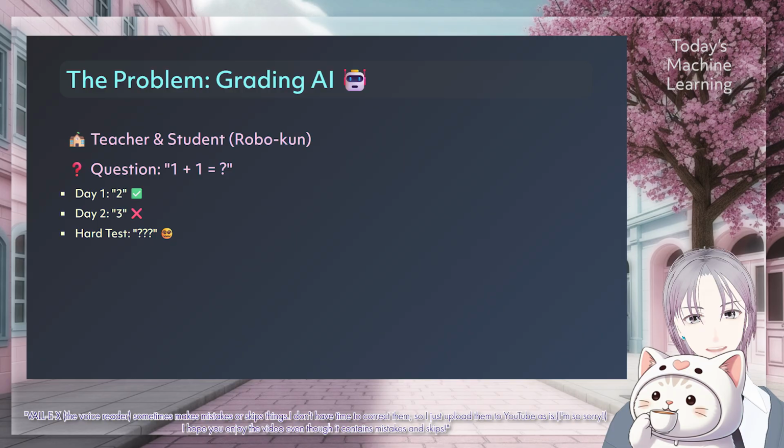Let me explain the problem this paper is trying to solve. Imagine you are a teacher, like me, and you have a student. Let's call him Robokun. You give Robokun a math test. Question 1, what is 1 plus 1? Robokun answers 2. Great. Oh wait, if you ask him again tomorrow, he might say mystery D. And if you give him a different test with harder questions, he might get a totally different score.